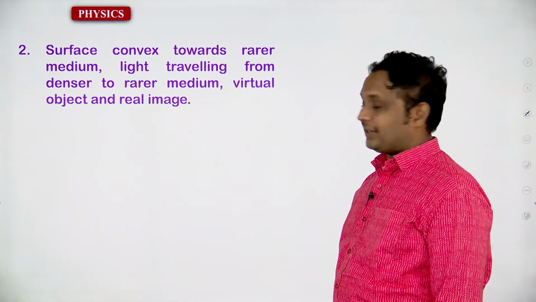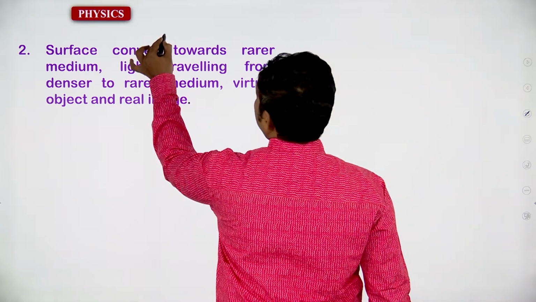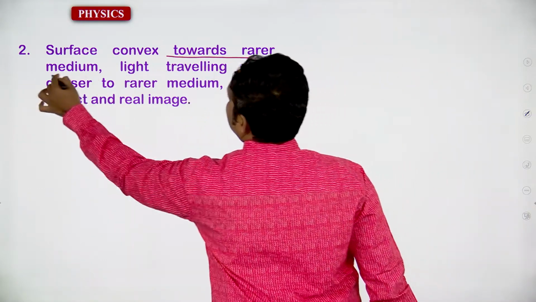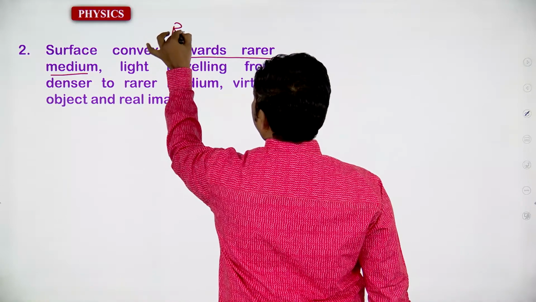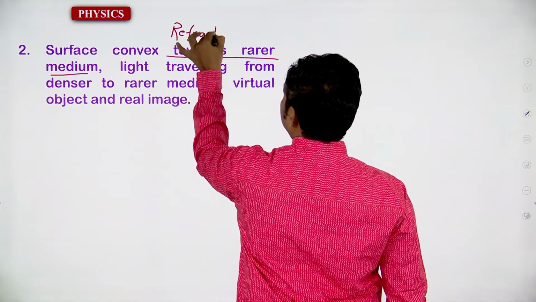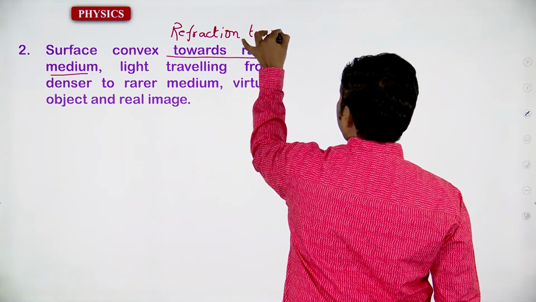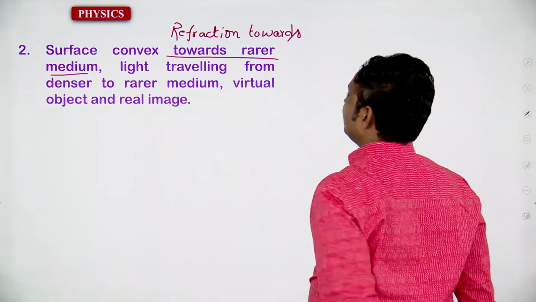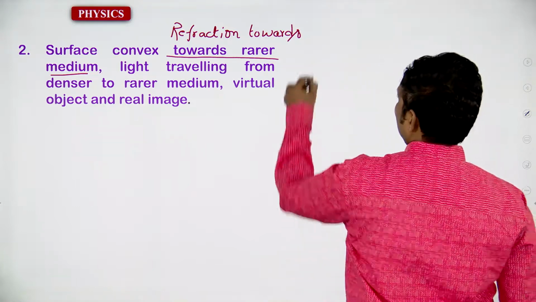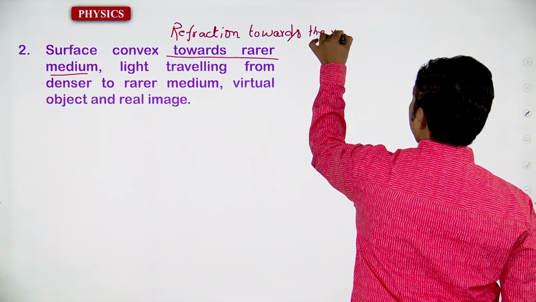Yes, the surface is convex, but here the refraction is towards the rarer medium, towards the rarer medium.